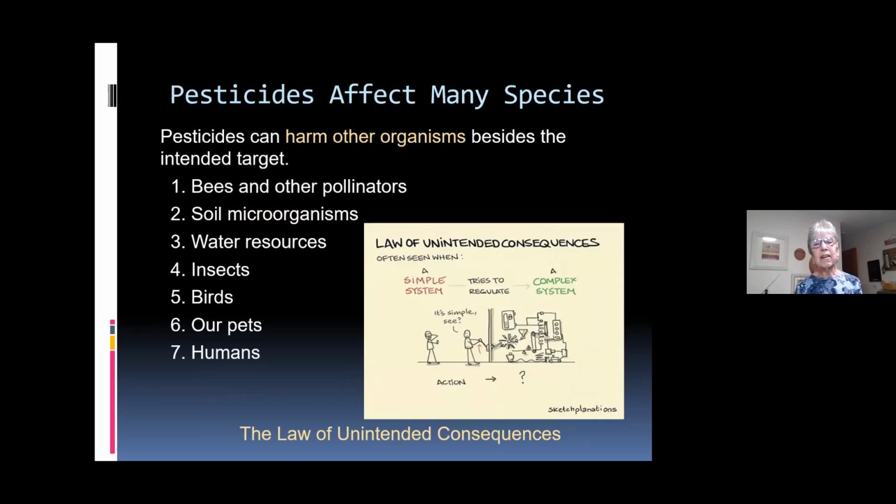So this is the law of unintended consequences, that pesticides can harm other organisms, and you can see the list there. Oh, and I found this cartoon, it's just great. I think it says a simple system, and you can almost imagine this little guy with this can of spray something, and then he tries to regulate a complex system, the complex system being nature. And it just doesn't work. So I think we have to realize that what we're doing may have effects other than what we set out to accomplish.